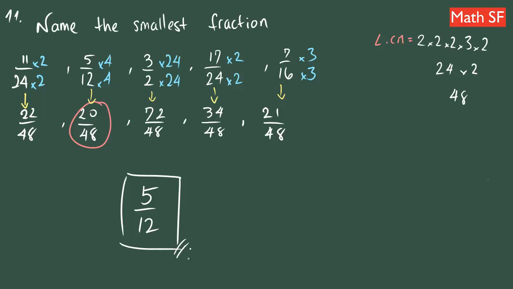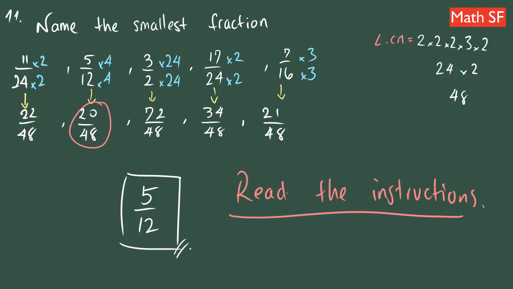So just be aware of this type of problem. Always read the instructions, because of the given problem. Sometimes they will ask you to list from the smallest to the largest, then you will just have to list them out from the smallest to the largest or the largest to the smallest. So be aware of this type. Just read the instructions all the time.